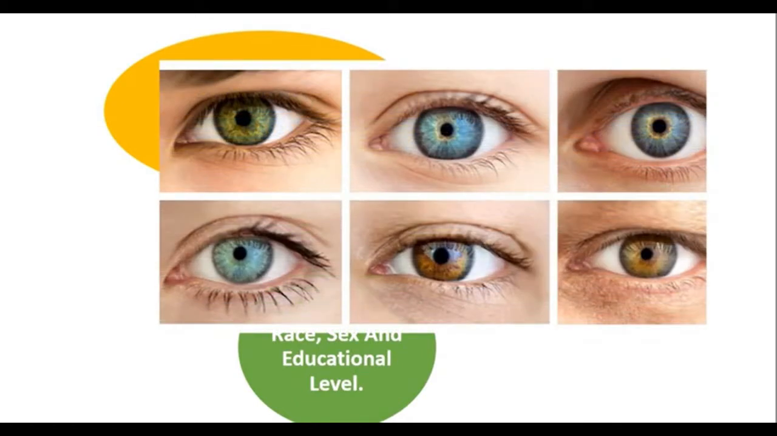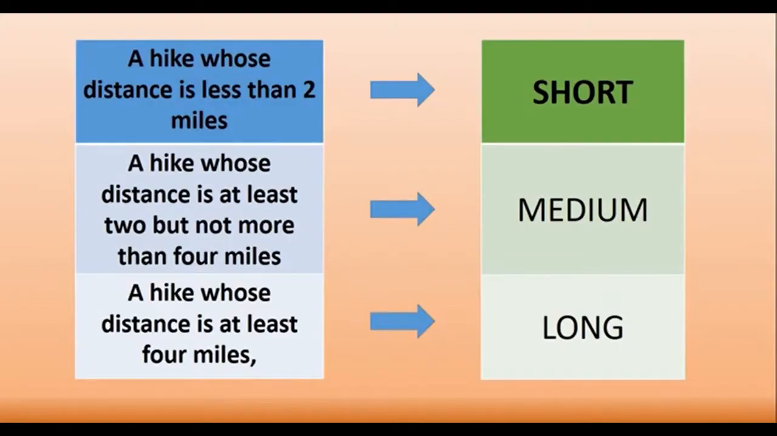The data can be discrete data or continuous data. If continuous data is categorized into groups, it will be discrete data. For instance, if you create a new variable that is coded as short for a hike whose distance is less than 2 miles, medium for a hike whose distance is at least 2 but not more than 4 miles, and long for a hike whose distance is at least 4 miles.